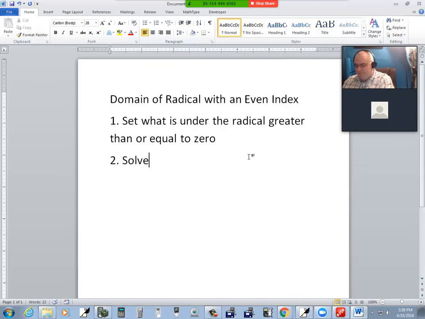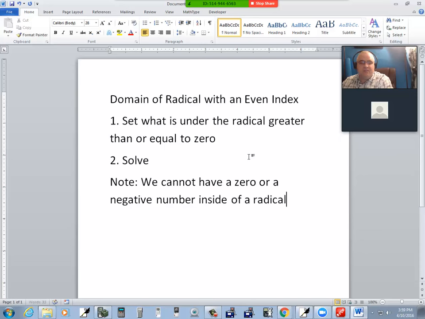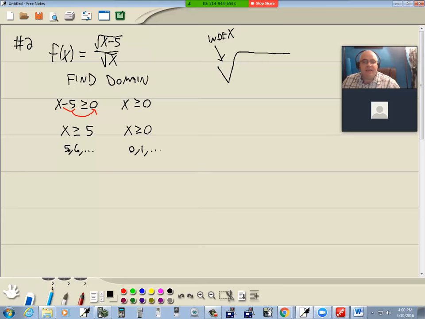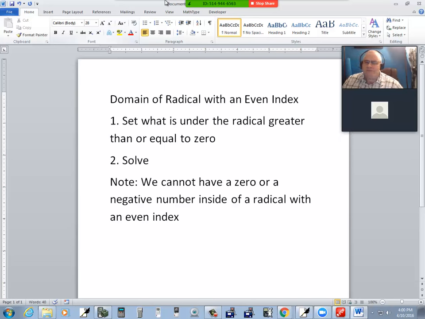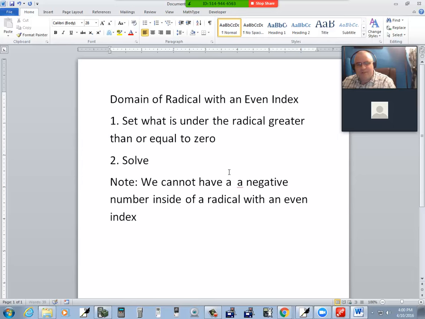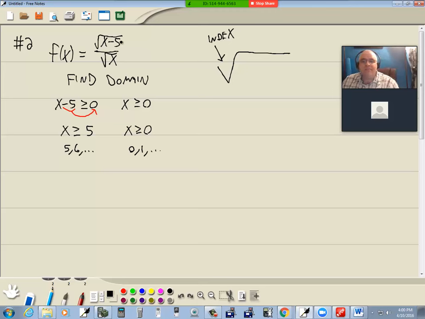Now, the essential idea on these is we cannot have a negative number inside of a radical with an even index. If I were to plug these values back in, 5 minus 5 is 0, and that's okay. If I put 5 down here, that's the square root of 5, that's okay. If I put 6 in, 6 minus 5 is 1, that's okay, it's not negative. If I put 6 down here, we got the square root of 6, that's not negative. So those are fine. But if I put 0, 0 minus 5 is negative 5, we'd have a square root of a negative number. So this one does not work.